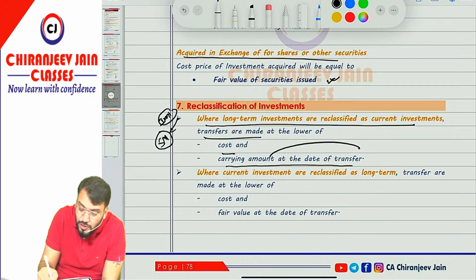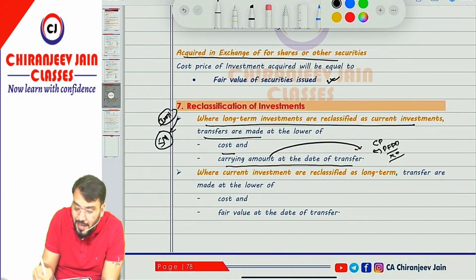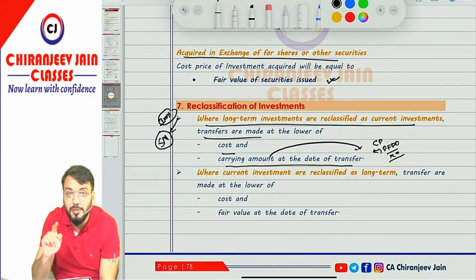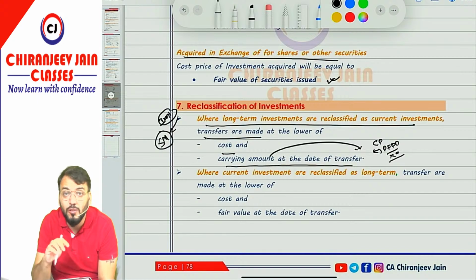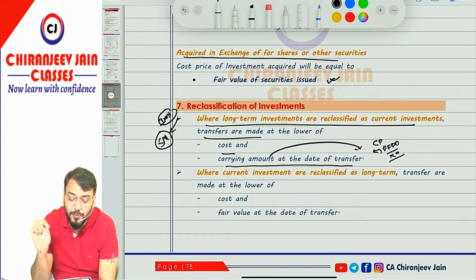So cost price and carrying amount on the date of transfer, whichever is lower. So carrying amount means what? Carrying amount means cost price less provision for permanent decline. That is the carrying amount. Understood now? Because long-term investment has been reclassified to current investment. So for long-term investment, what is the carrying amount? It is cost price less provision for permanent decline. Correct? Cost price or carrying amount, whichever is lower on the date of transfer.